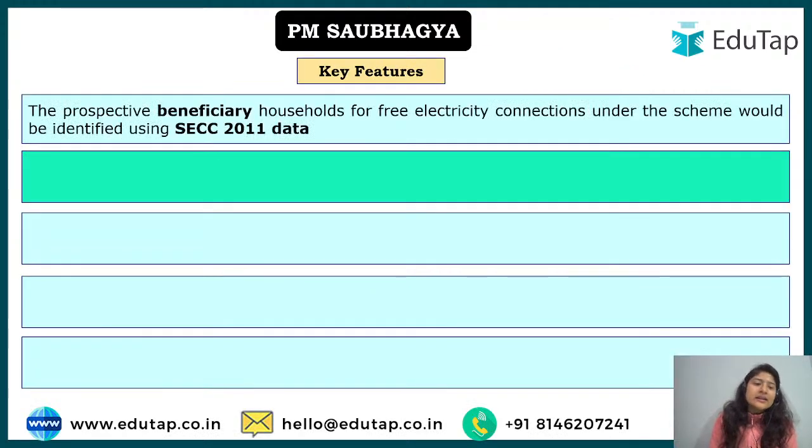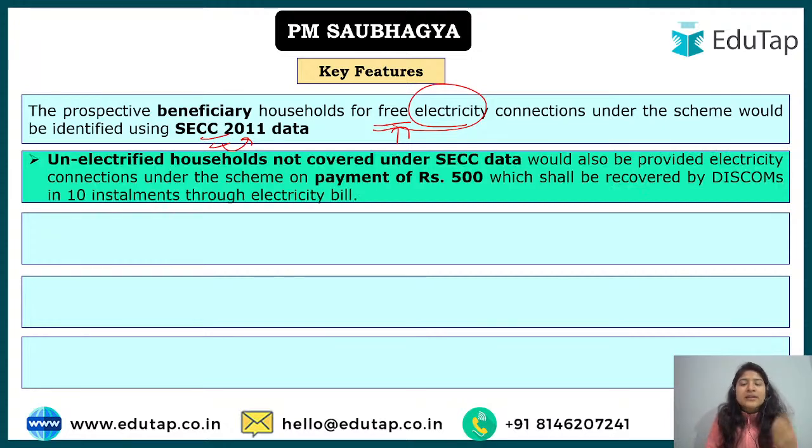Okay, let's understand the key features. The first is the prospective beneficiary households for free electricity. Do mind that in rural areas both APL and BPL will be covered, be it any. But if we talk about free electricity, that will be given only to the beneficiaries or the group of people who will be identified under SECC 2011 data. That is your SECC, Socio-Economic Caste Census. It constitutes the strata, the kind of section of society that is at the lower strata. SECC comprises of that. Okay, so only those will get the free electricity, but the connection will be provided to all, but they will be charged some amount.